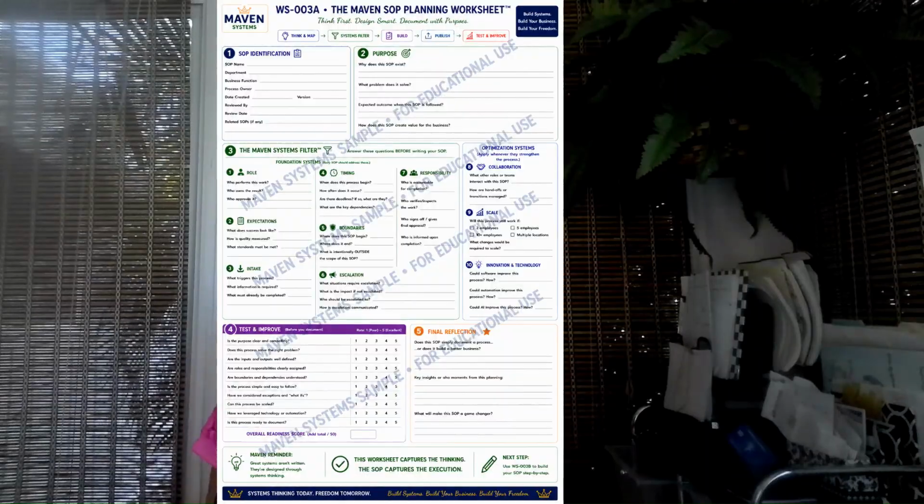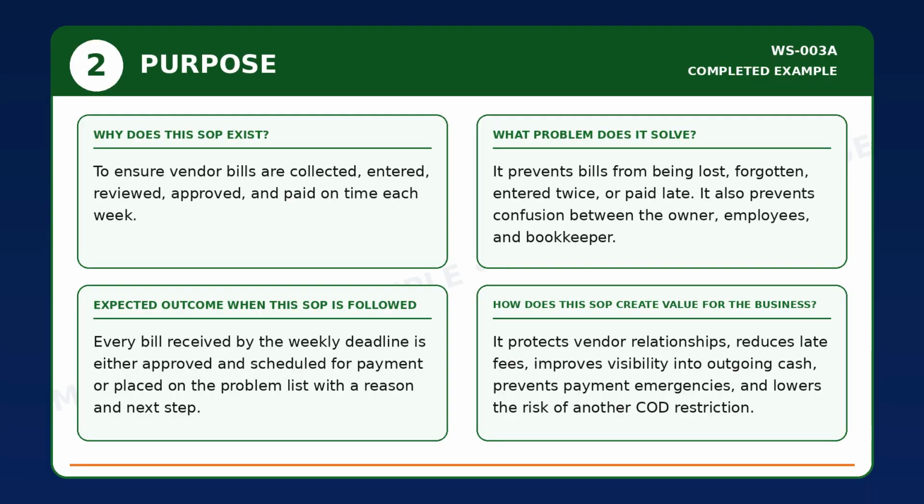All right, section 2 on our form is the purpose. Now we answer the biggest question: why does this SOP even exist? It does not exist because somebody told us that every business should have a standard operating procedure for accounts payable, although that certainly is very valid and true. It exists because bills are missing, vendors are being paid late, and the client's business is being affected because, remember, now they're on COD. So, on our form, why does this SOP exist?